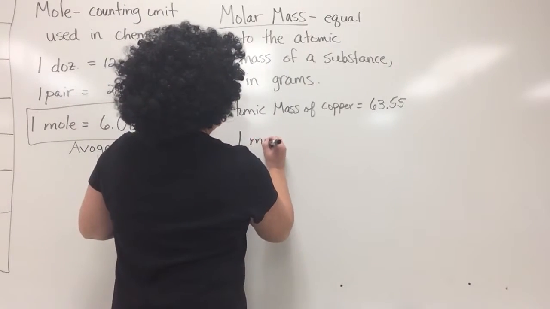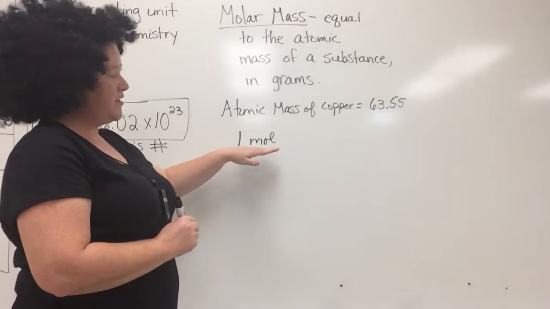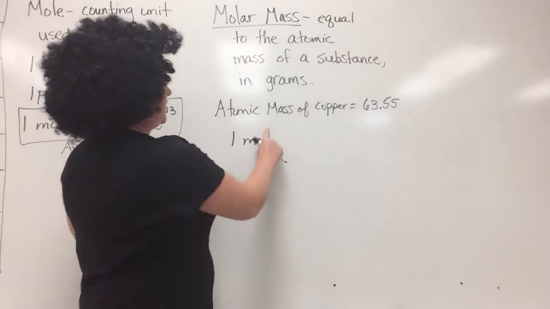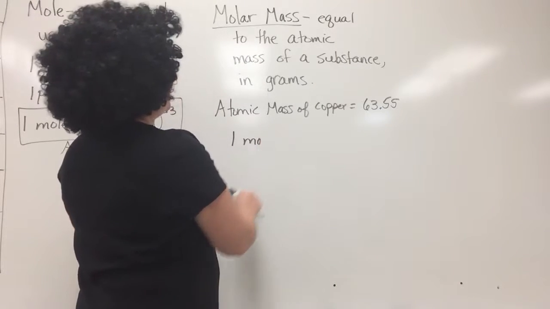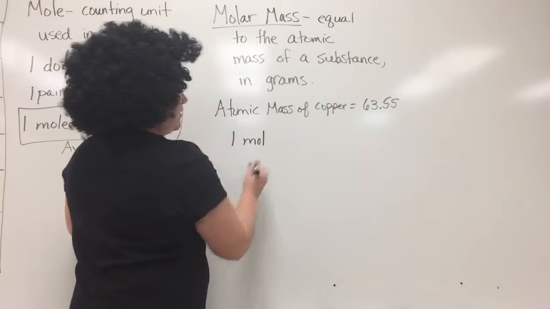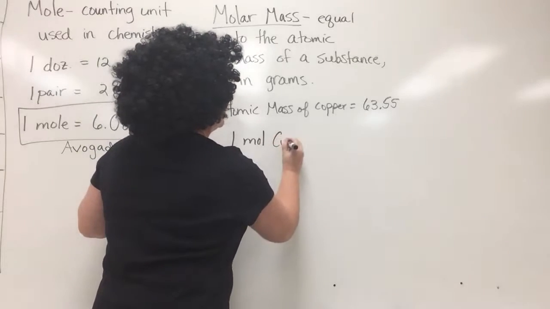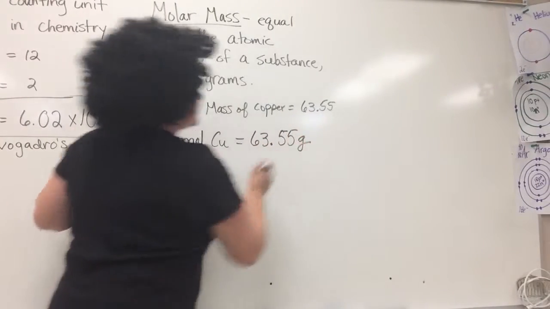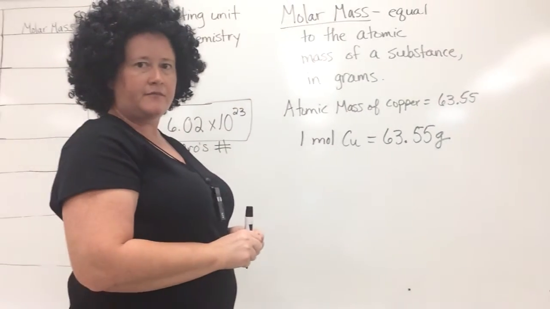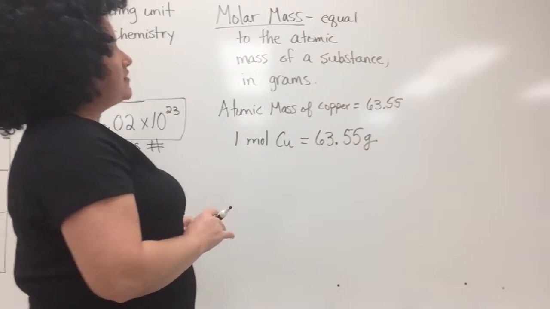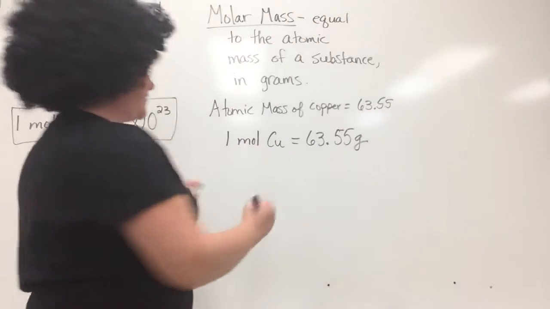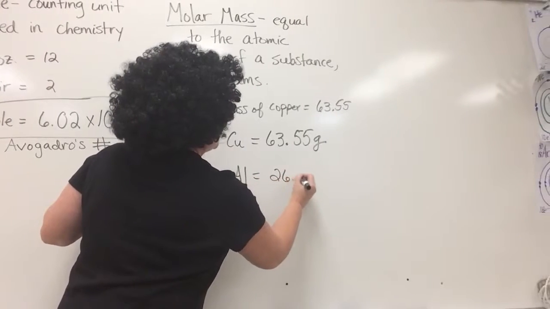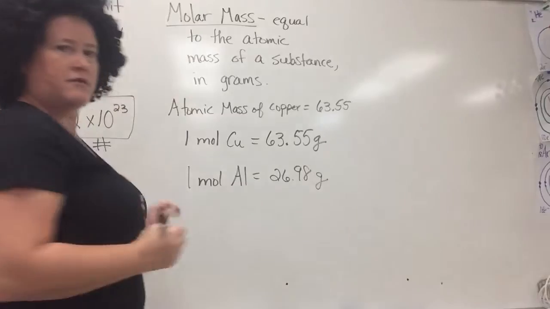So 1 mole, and the unit for mole is shortened to MOL. I know that's not shortening it very much, and I have it in cursive here, so I'm just going to get rid of it in cursive. So 1 mole of copper equals 63.55 grams. Since the mass of aluminum is 26.98, 1 mole of aluminum is 26.98 grams.